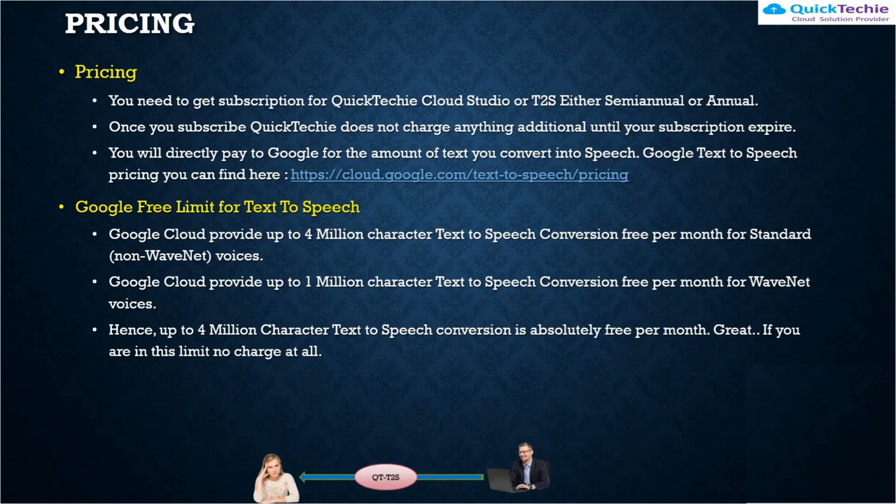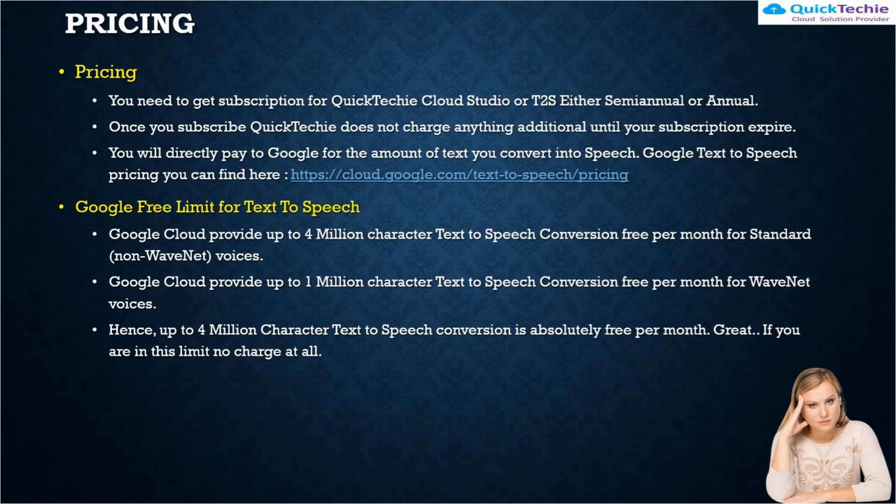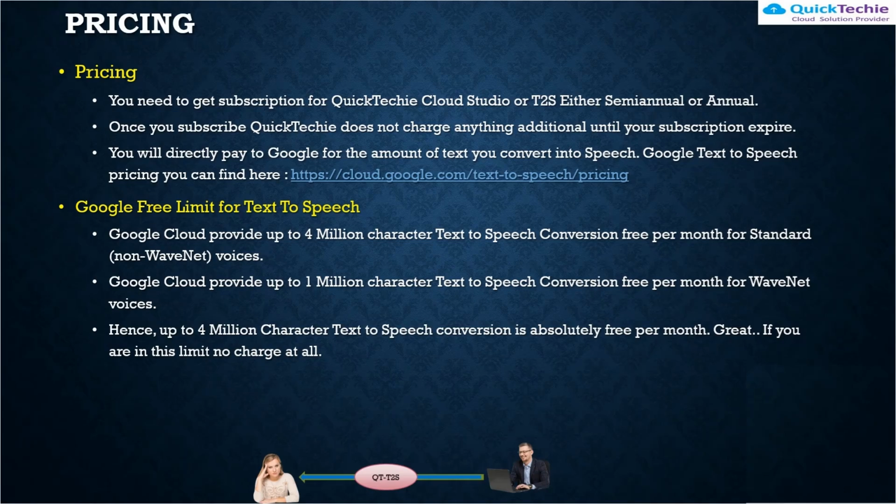Another thing is Google has its own prices for conversion of text to speech. But if you see, up to 4 million characters for standard or non-WaveNet voices is absolutely free each month. So 4 million characters is, you can imagine, almost 10 textbooks in general. Correct. And Google Cloud provides up to 1 million characters of text to speech conversion for WaveNet voices, which are high quality voices, free for 1 month, absolutely free. And if you are using the Google trial version of 90 days, the $300 credit is also free to use.